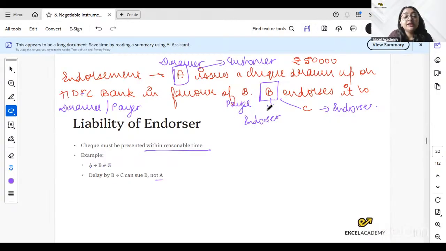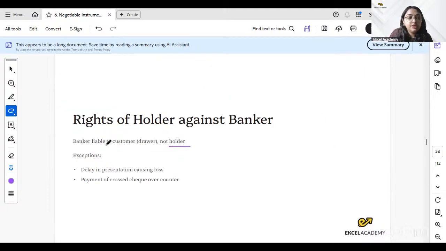Very, very important to understand. HDFC Bank will not be liable to B, it will only be liable to A. Why? Because A is HDFC Bank's customer and not B. Exceptions: delay in presentation causing loss, payment of crossed check over counter.